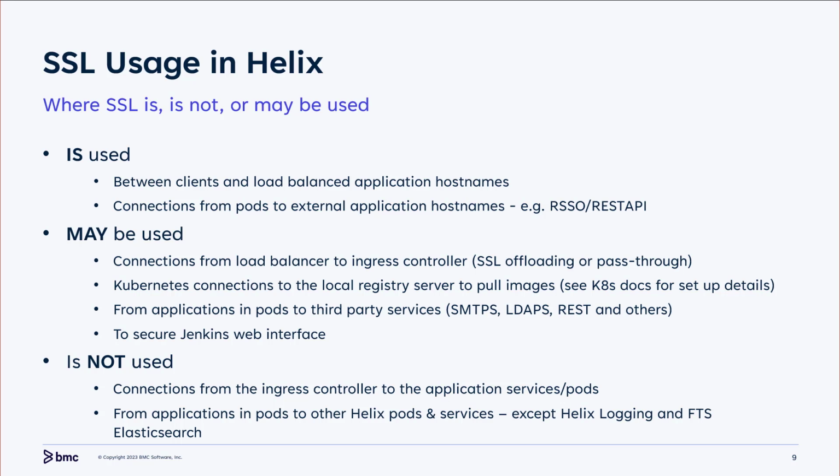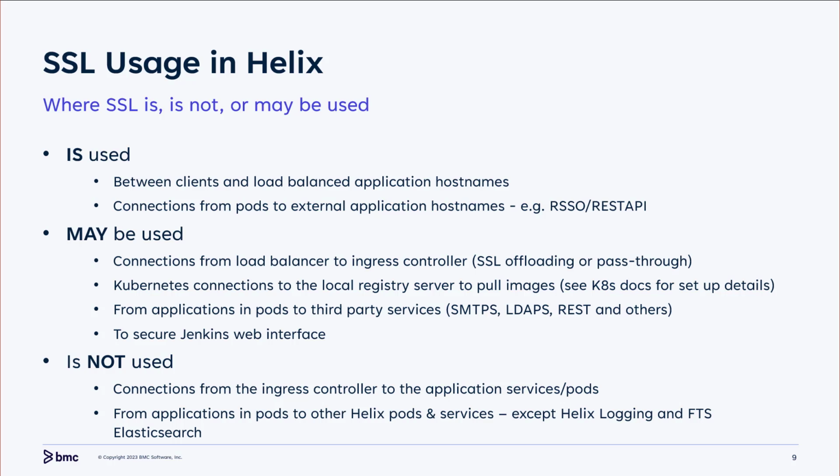So the connection between the client and the load balancer has to be encrypted. The load balancer may do the decrypting, or it may pass through that SSL connection and allow the ingress controller to do it. And that's what we call either SSL offloading or pass-through, and we'll see a little bit more of that later on.